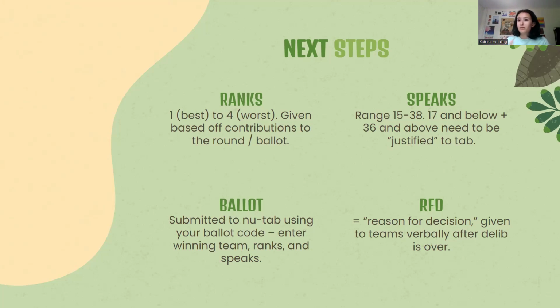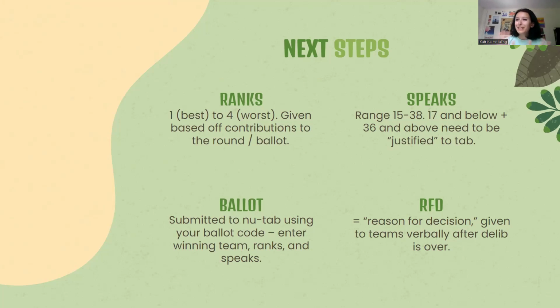You rank individual speakers in the round, not teams. They are given based off of contributions to the round or contributions to the ballot. You can't give a low rank or low speak win. So the team that wins needs to, at best, win on a 1-4. They cannot win on a 2-4. They cannot win on a 3-4.